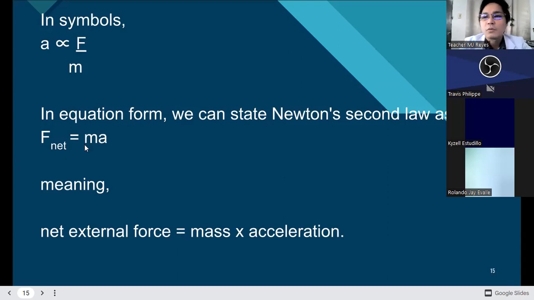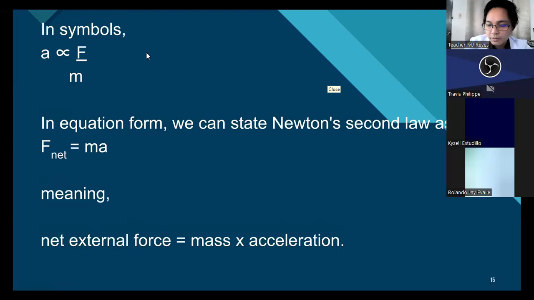What this equation gives us is an idea that there is a relationship between mass and acceleration. This is the reason why we can hardly stop a big car, a truck, or a van, compared to a bicycle, because there is a relationship between mass and acceleration. Correct? Why?